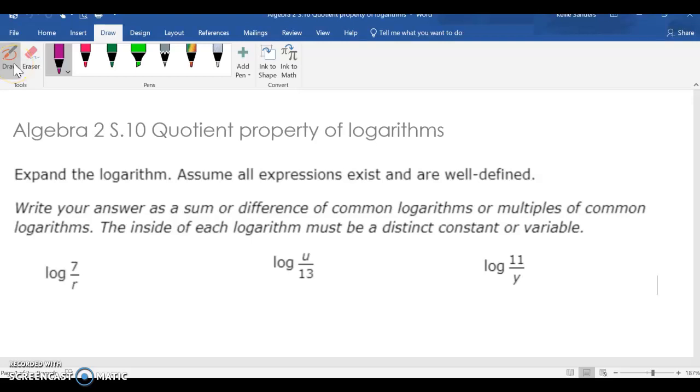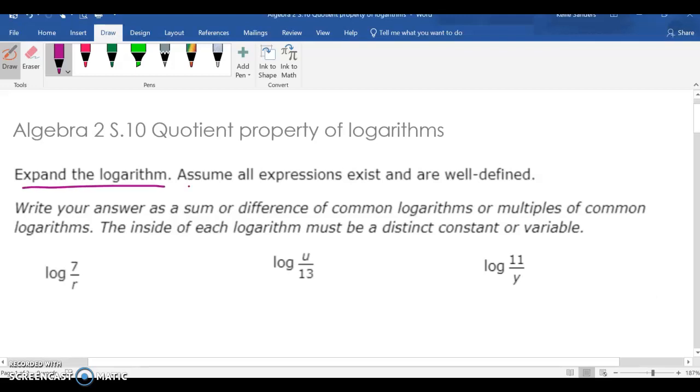AA.10 quotient property. Just like the product property, we separate them by putting a plus sign. We are going to separate these putting a minus sign. But if you are dividing, it does matter which one is positive and which one is negative. The one that's on top is always going to come first. The one that is on bottom is always going to be after the minus sign.